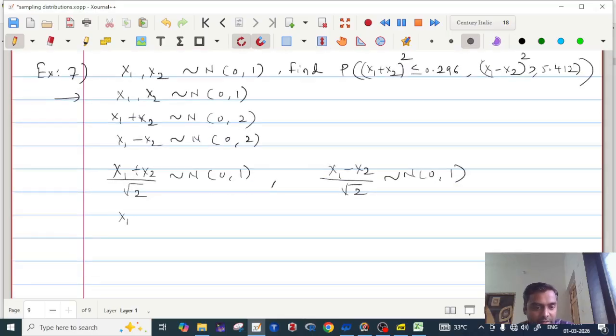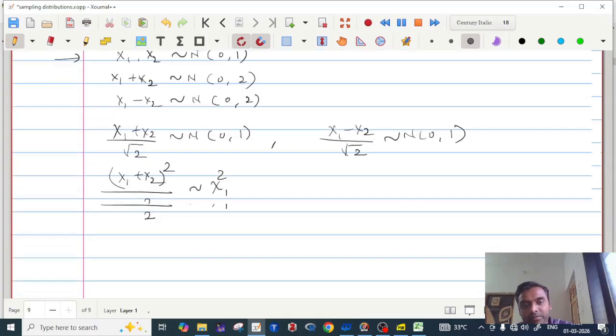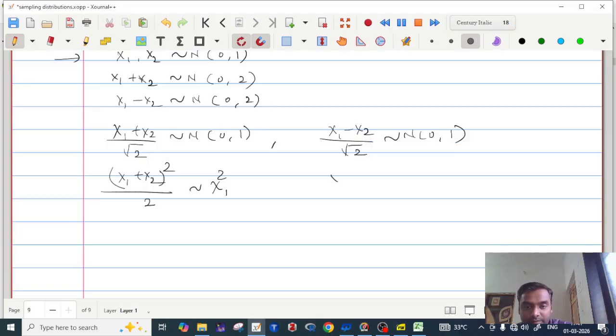Take this square: x1 plus x2 bracket square upon 2 follows chi-square 1. Same example which I have solved for first one. Upon 2, this follows chi-square with 1. Okay. Now consider the probability.